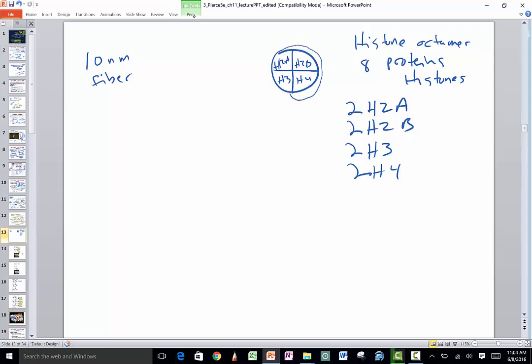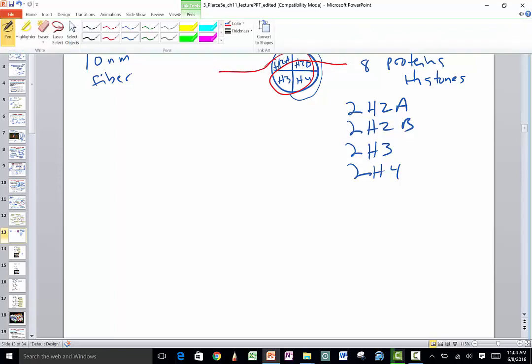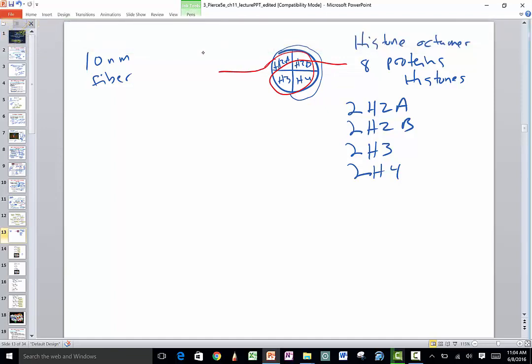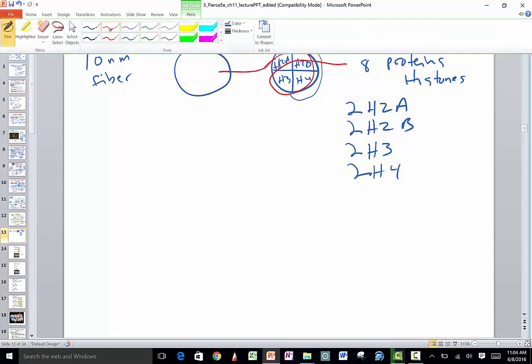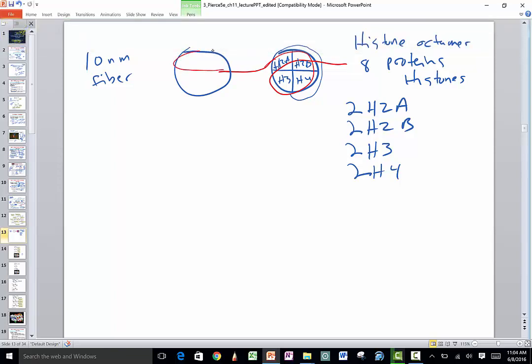And then your DNA wraps around there like this. And then if you have your DNA coming along here, and you've got another histone octamer, and your DNA wraps around that, and you get a whole bunch of those together, that's your 10 nanometer fiber.